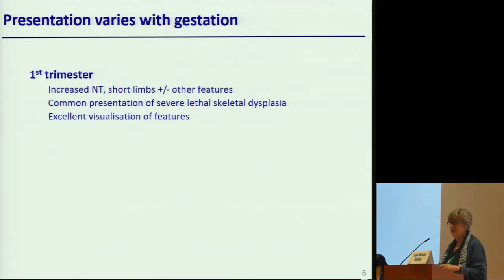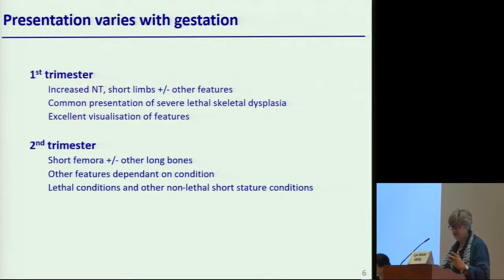So the presentation of skeletal dysplasias varies with gestation, and the first trimester is a really good time to look carefully, and you'll detect many of the lethal skeletal dysplasias and all the features that are associated with them in the first trimester, because you get such good views, particularly of the extremities. So many skeletal dysplasias are associated with nuchal translucency. There are limb charts available from 12 weeks gestation, so you can look at the limb length from early in pregnancy, and as I said, you can get excellent visualization of many features, and I'll show you some examples in a minute.